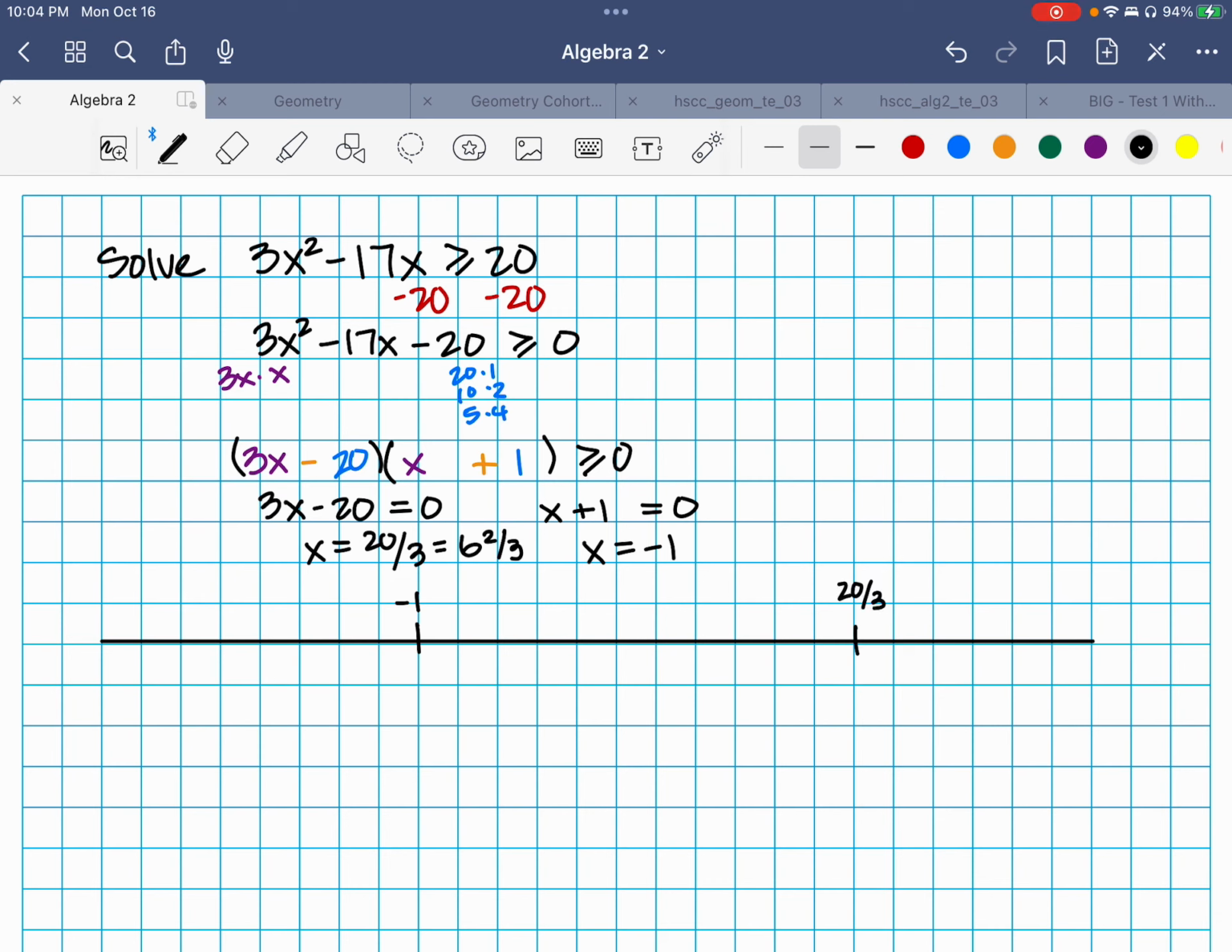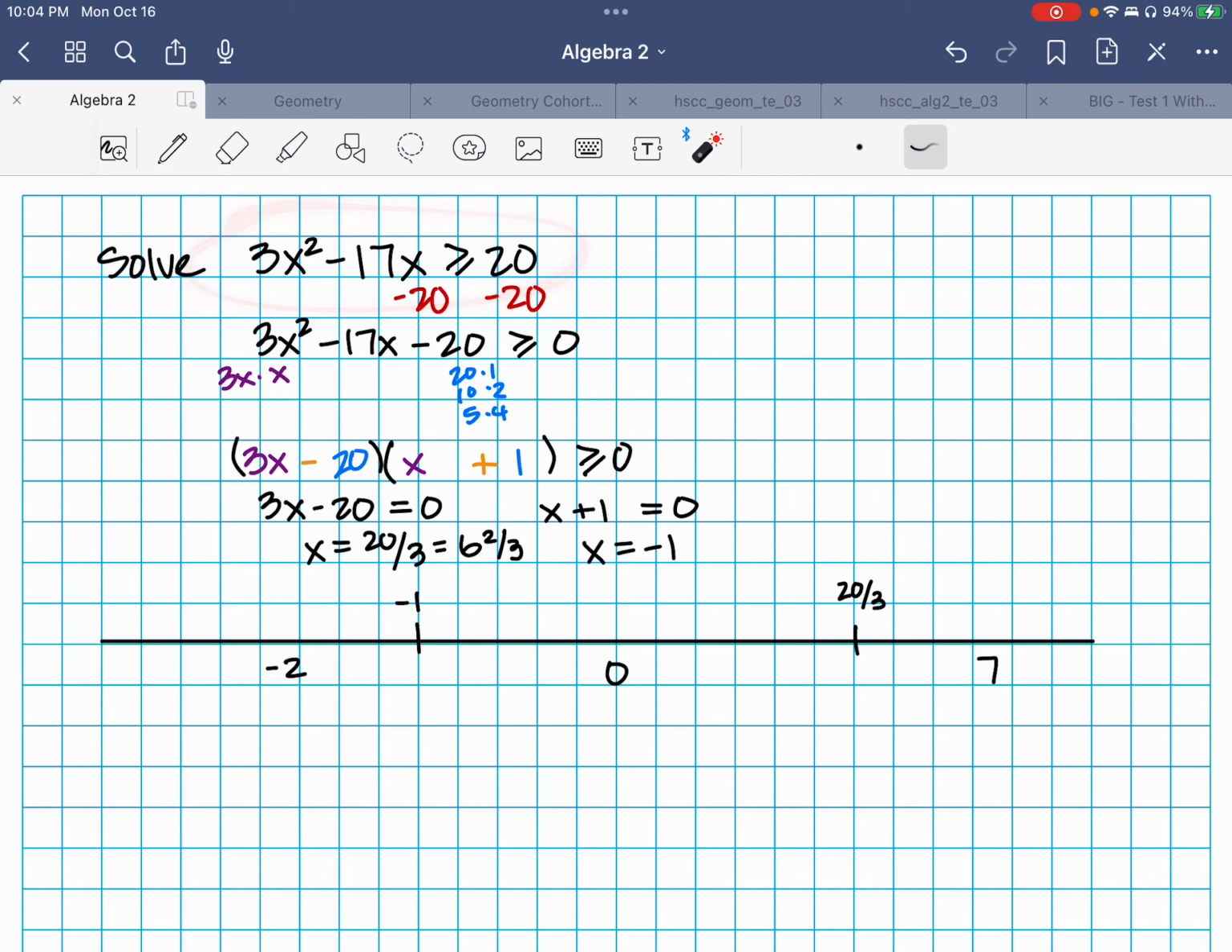Now, the reason why I changed the 20 thirds to 6 and 2 thirds is so that I know I should pick a number bigger than 6 and 2 thirds. So I'm going to test 7. Between a negative and a positive lies the number 0, so I'm going to be testing 0 in that region over there. And then I just need to pick something less than negative 1, so negative 2. So I'm going to be testing my values into the original equation right up here.